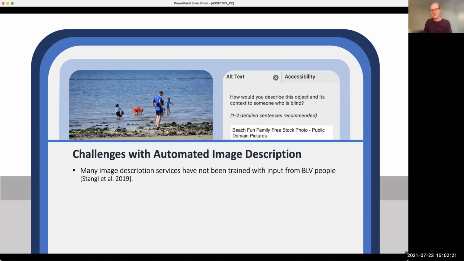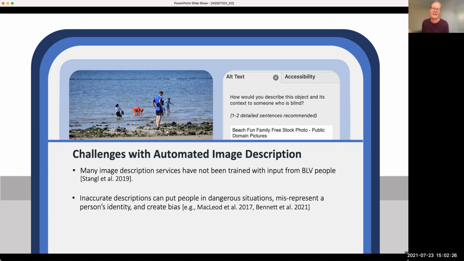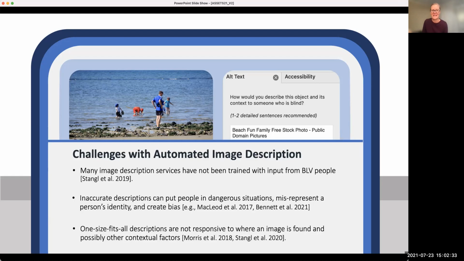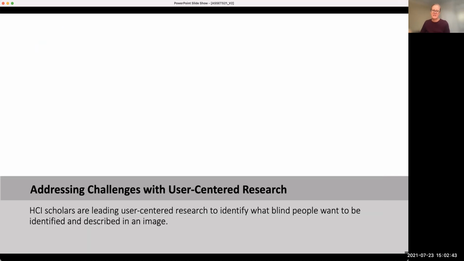More broadly, image description services have not been trained with input from people who are blind. And inaccurate descriptions can put people in dangerous situations, misrepresent a person's identity, and create bias. And the current one-size-fits-all image description paradigm means that these descriptions aren't responsive to where an image is found and possibly other contextual factors. So HCI researchers have been conducting studies and work to really involve people who are blind in the process of identifying what their information wants are and towards training automated image description services.